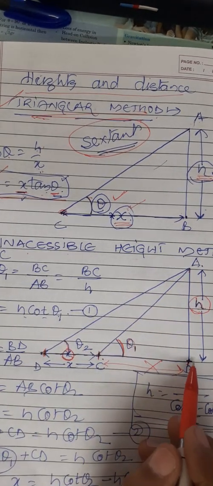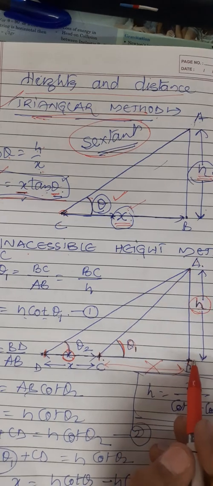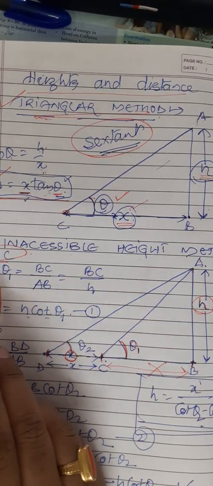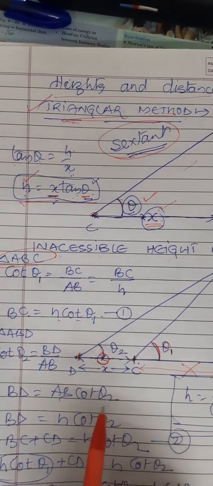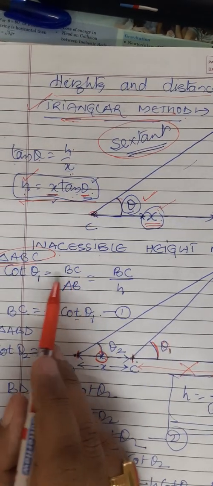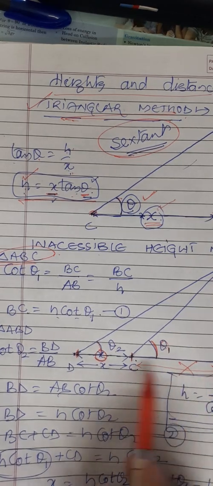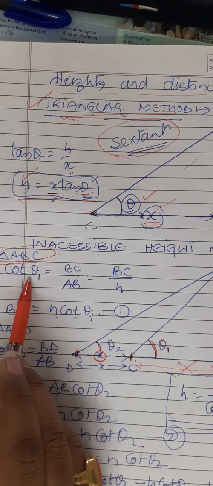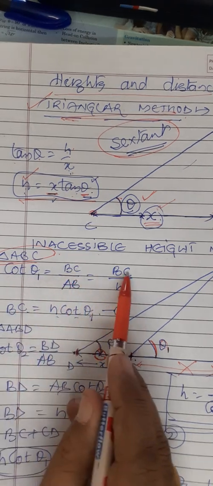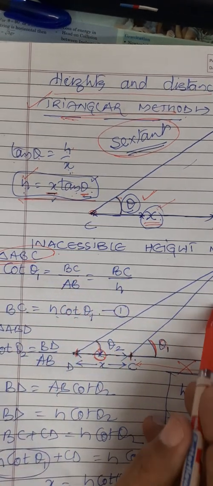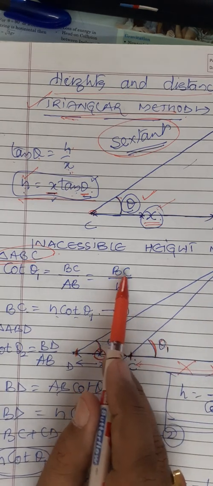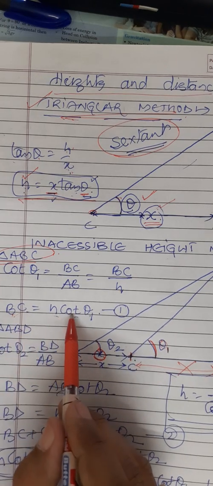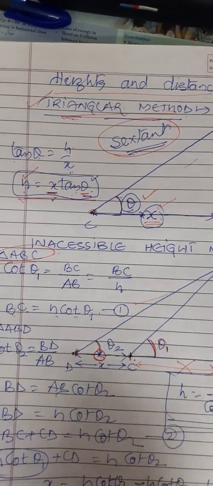Now from triangle ABC, we will take cot theta. Tan is perpendicular over base, cot is base over perpendicular. So in triangle ABC, base is BC and perpendicular is AB. So cot theta 1 will be BC upon AB, and AB we suppose to be h. So it will be BC upon h. If I take this h along this side, BC will be equal to h cot theta 1. This is equation number 1.